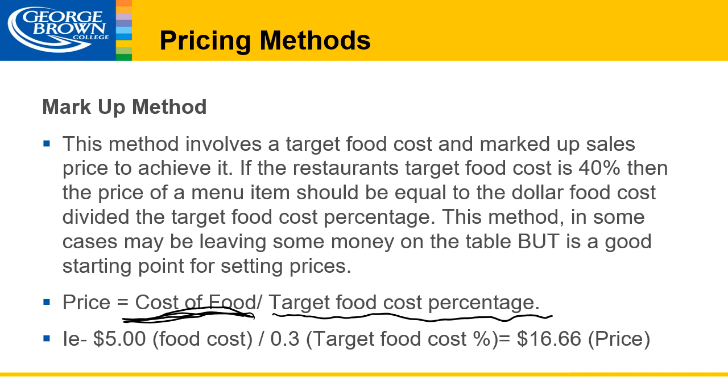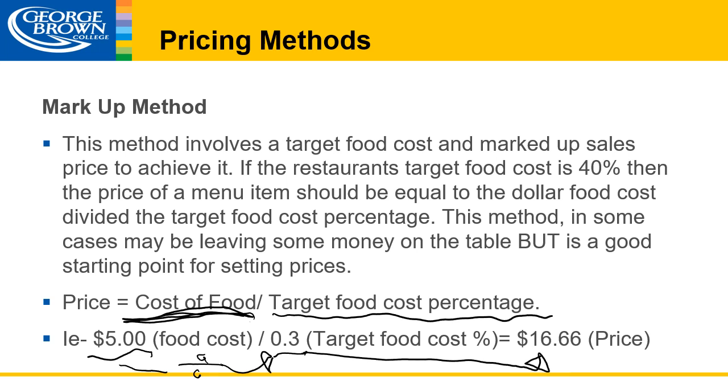So in our industry, with casual fine dining, or casual dining, the range of acceptable food cost percentage is anywhere from 28% up to the very highest, maybe 31%. Okay, so let's say we have a salad, and this salad costs us $5 to make. We know this by costing out the salad, and we want a 30% food cost. If we take that $5, divide it by 0.3 or 30%, we get a price of $16.66.